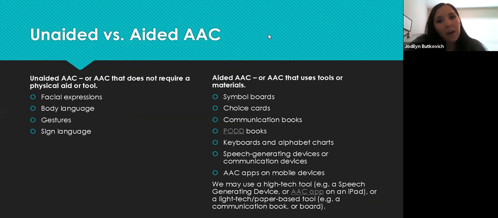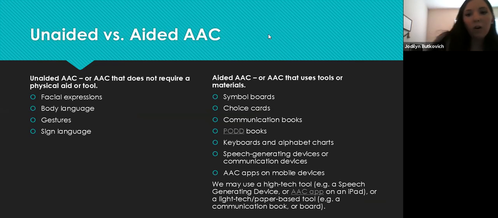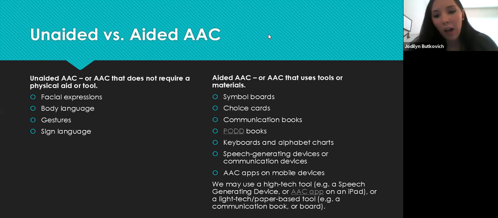Aided AAC are the tools or materials that we use to communicate. So this could be symbol boards, choice cards, communication books, like I showed you earlier, the PODD books, keyboards and alphabet charts, speech generating devices, communication devices, AAC apps, or mobile devices. I have a few clients who do have apps on their devices that they use for more supplemental communication, and it is very helpful.